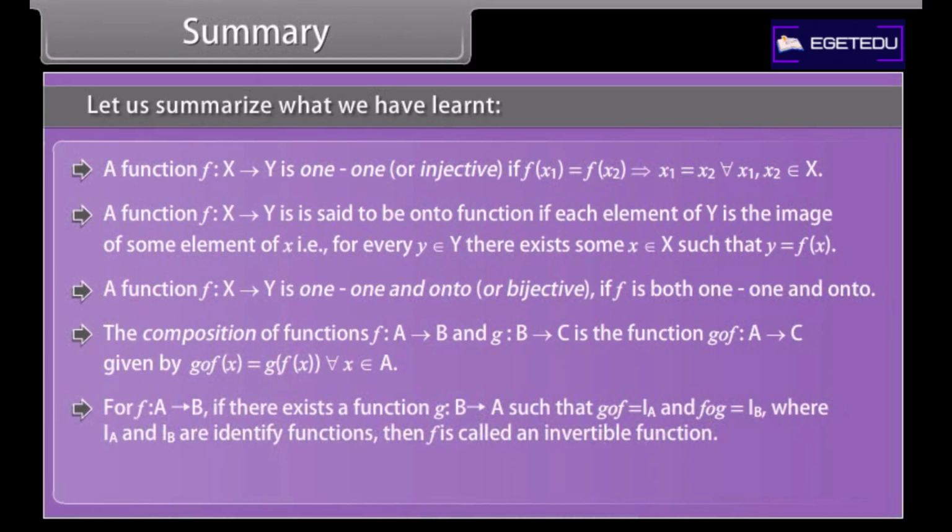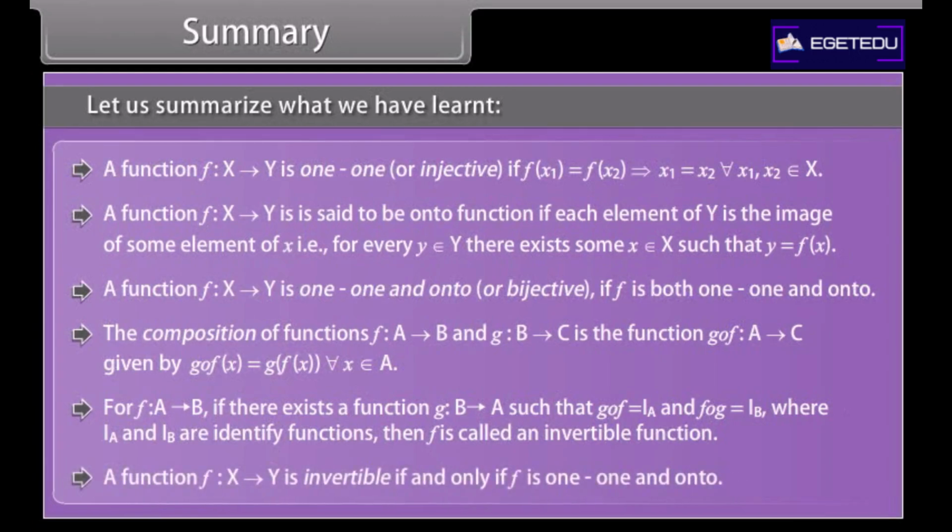For function f from A to B, if there exists a function g from B to A such that g of f equals I_A and f of g equals I_B, where I_A and I_B are identity functions, then f is called an invertible function. A function f from X to Y is invertible if and only if f is one-one and onto.